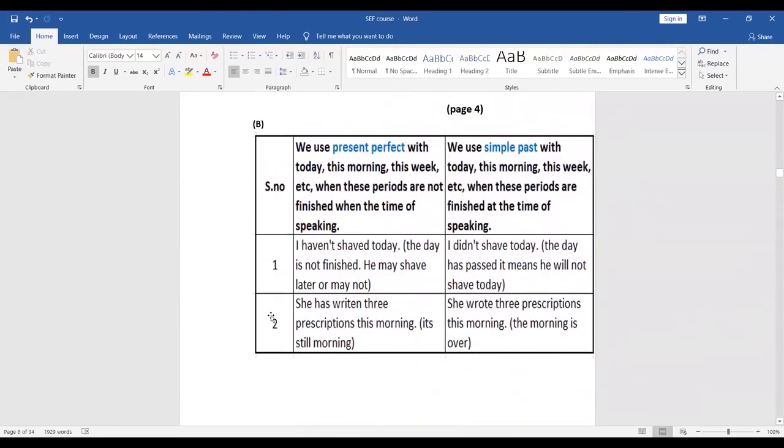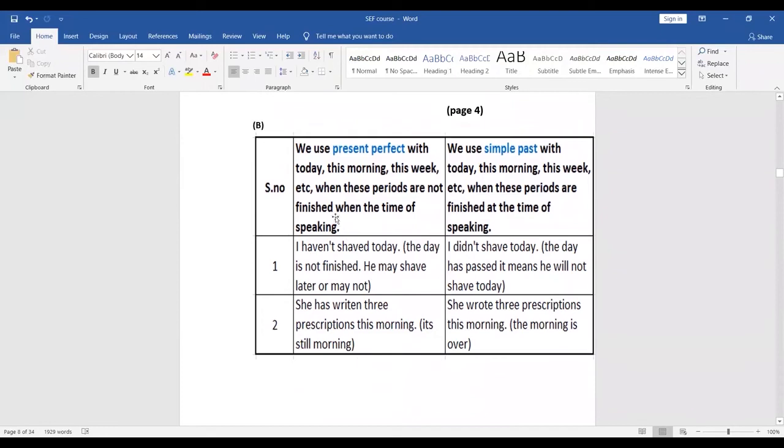Now, let's take a look at another comparison. We use present perfect with today, this morning, this week, etc. And these periods are not finished at the time of speaking, which means when you're speaking, the action is still continuing. We use simple past with today, this morning, this week, and these periods are finished at the time of speaking, which means the action is already completed. Do not get thrown off. Just take a look at the sentences.